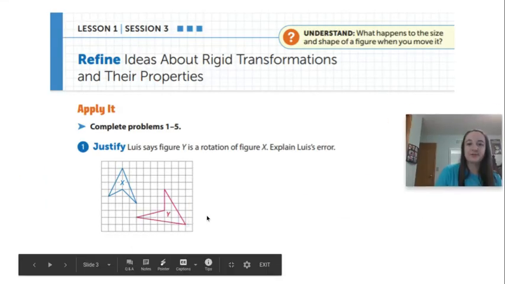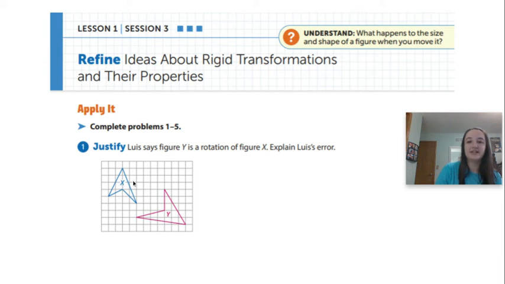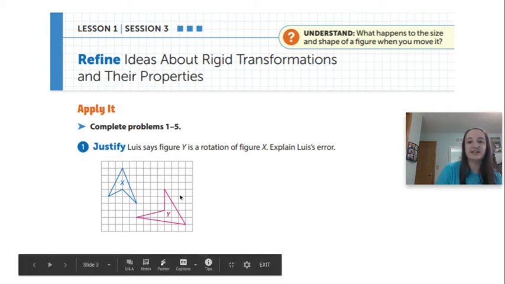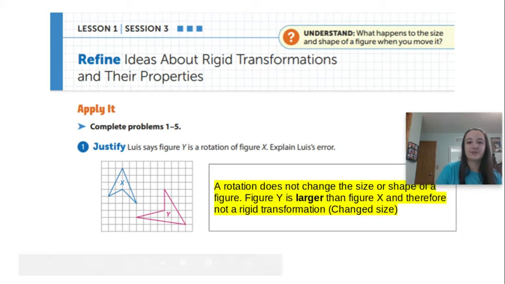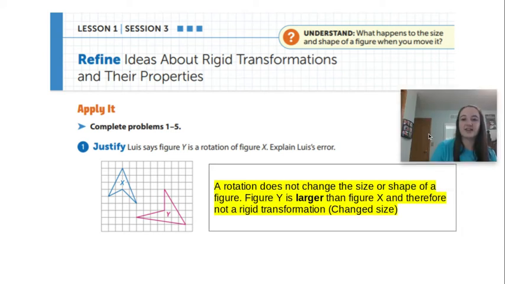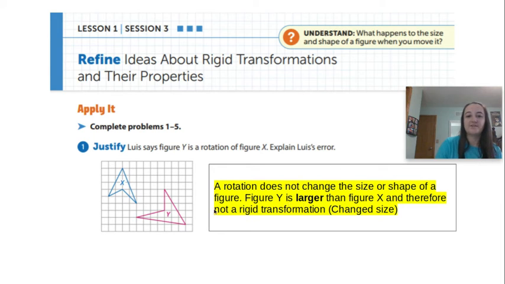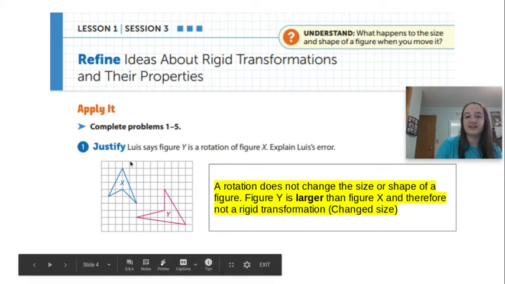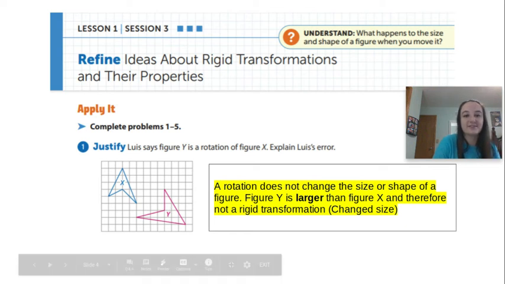So Louise says that figure Y is a rotation of figure X. We need to figure out what his error is. So a rotation does not change the size or shape of a figure. Figure Y is larger than figure X, and therefore it cannot be a rigid transformation because it changed its size.